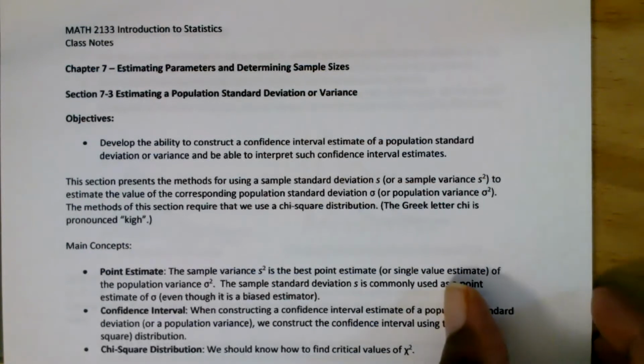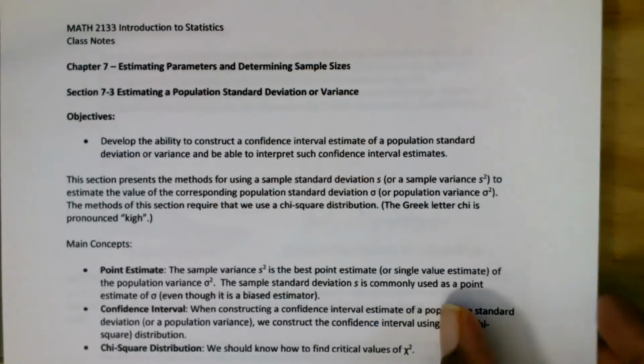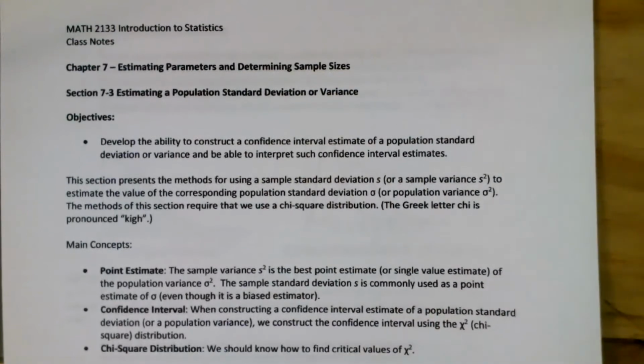All right, so here we're going to present methods for using a sample standard deviation or sample variance, which is S squared. And the sample standard deviation, by the way, is denoted by lowercase s, to estimate the value of the corresponding population standard deviation, which is sigma, or the population variance, which is sigma squared. And the methods of this section require that we use what they call the chi-square distribution. Okay, and chi is the Greek letter pronounced chi.